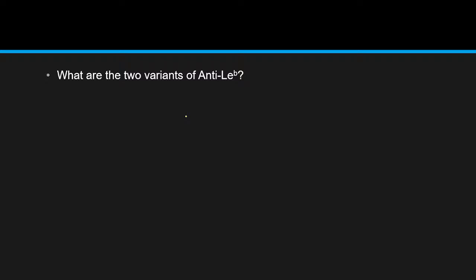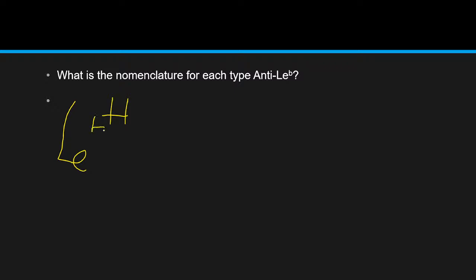Now, there are two variants of anti-LEB. We have the H-dependent and the H-independent variant. Ay, parang COVID lang, sir. No? What are the nomenclatures for each of the following? So yun nga. We have anti-LEA, ay anti-LEB, H, all right? For the H-dependent one or the H antigen dependent one, the terminology is anti-LEB superscript H. So meron na siyang B, meron pa siyang H.